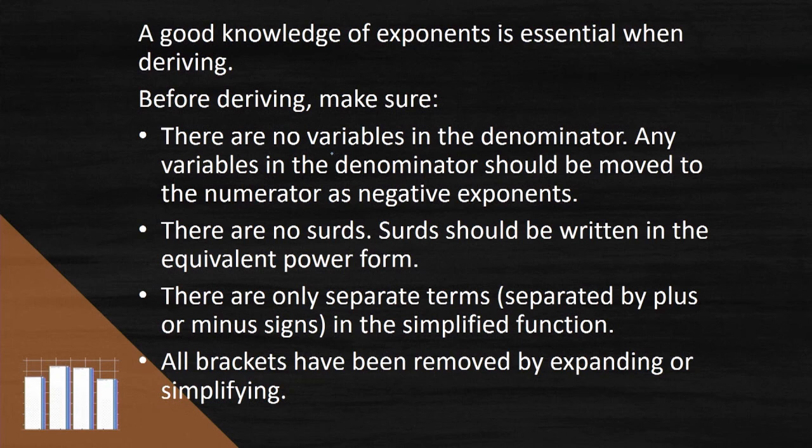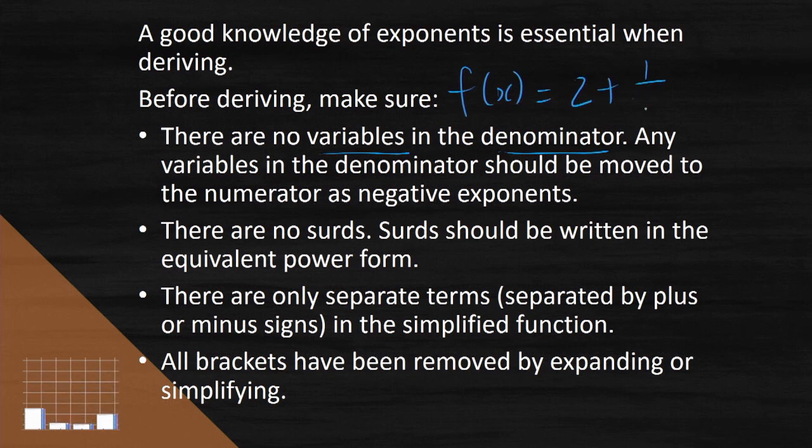So before deriving, we also need to remember our exponent rules. And when we start deriving, there are certain things that we need to make sure happens in the function that they've given us to derive. So what are those things? Well, before you derive, you need to make sure there are no variables in the denominator. So say you have a function f of x is equal to 2 plus 1 over x. The first thing you need to do is you need to get rid of that variable x in the denominator.